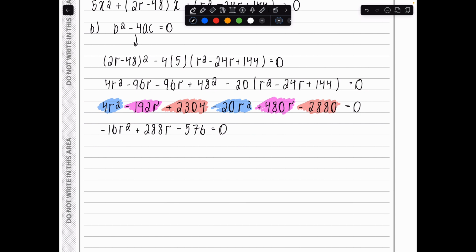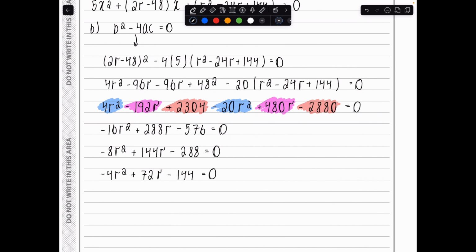So now we have a quadratic in terms of r only. So let's try and solve this. So one thing we can realize is all of our coefficients are even. So let's just divide everything by 2. So we get minus 8r squared, then we have plus 144r, and then in this case, we have minus 288, that is equal to 0. All of our coefficients are still even, so let's half that again. So we have minus 4r squared plus 72r, take away 144, equal to 0.